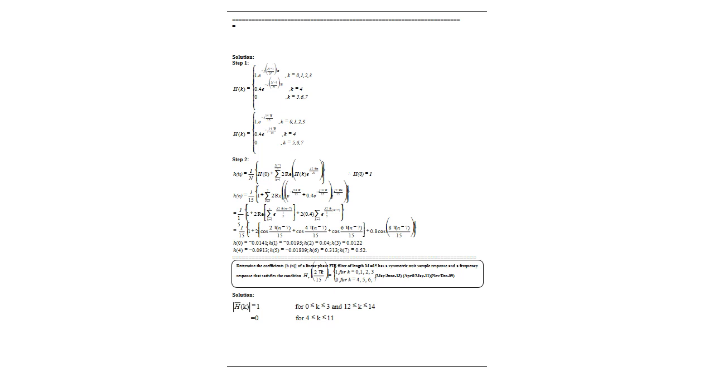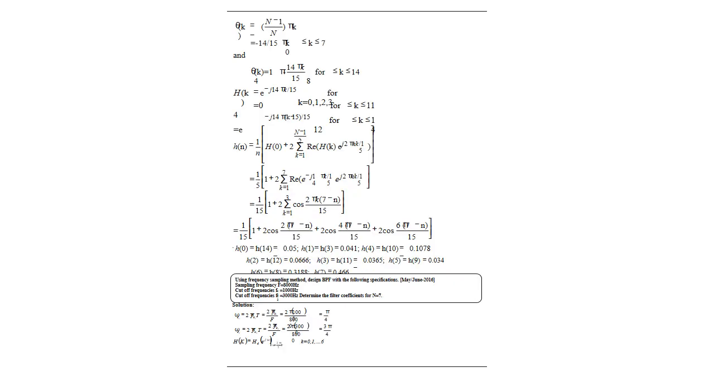So the modulus of H r of k is equal to 1 for 0 less than or equal to k less than or equal to 3 and 12 less than or equal to k less than or equal to 14, and 0 for 4 less than or equal to k less than or equal to 11.